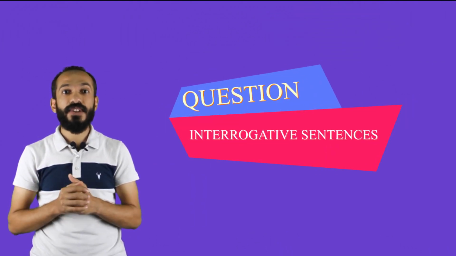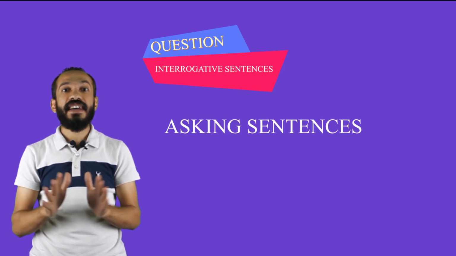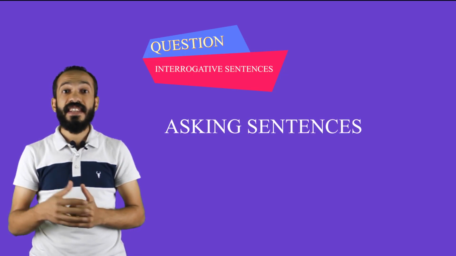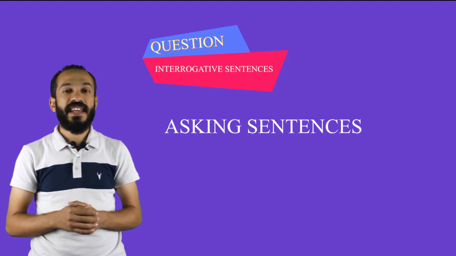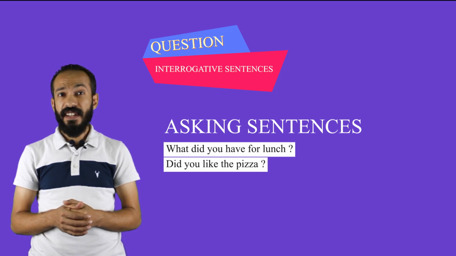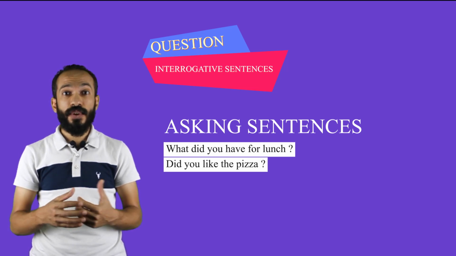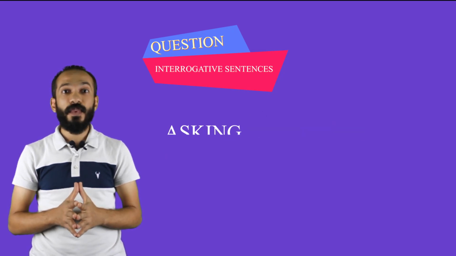The third type is the question or the interrogative sentences. The interrogative sentences are asking sentences. These sentences are basically asking for information. Here's an example. What did you have for lunch? Did you like the pizza? These 2 examples show that I'm expecting an answer out of them. An interrogative sentence always ends with a question mark.